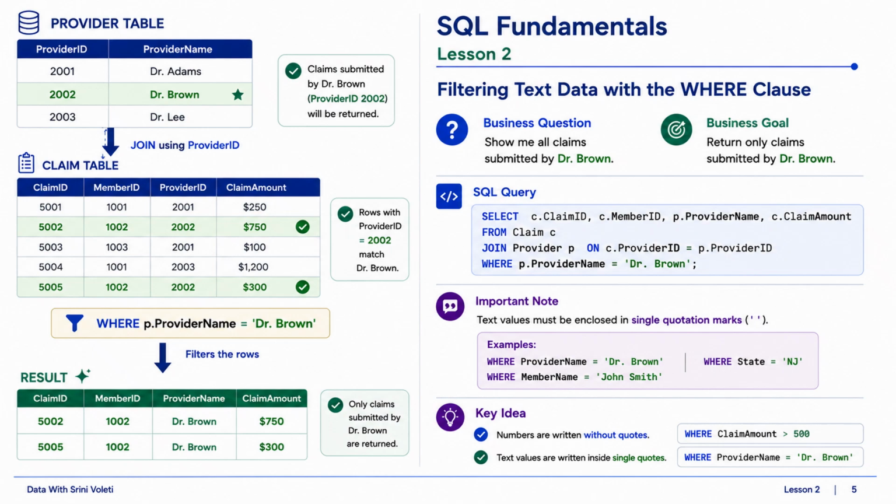Before we continue, remember one important rule that every SQL developer learns early on. Numeric values are written without quotation marks. Text values are written inside single quotation marks. Keeping this simple rule in mind will help you avoid many common SQL syntax errors. Now that we learned how to filter both numeric and text values, let's take the next step by combining multiple conditions using the AND and OR operators.